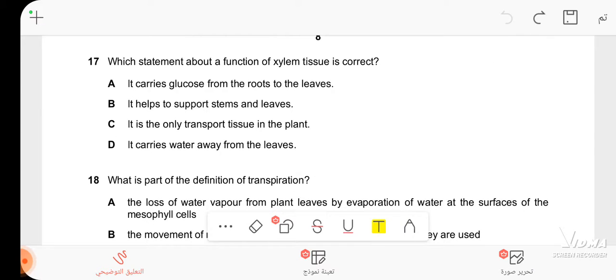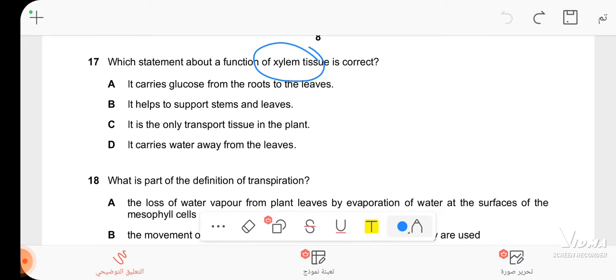Which statement is about the function of xylem? As you know, xylem is vessels in the leaves and stem which transport only water and minerals.